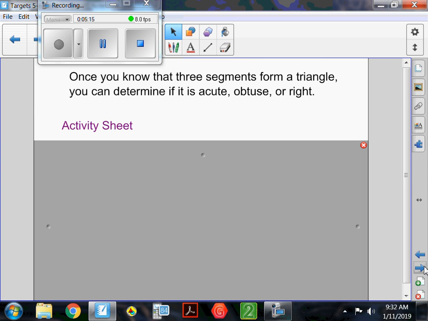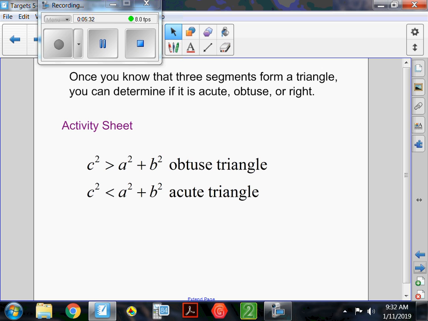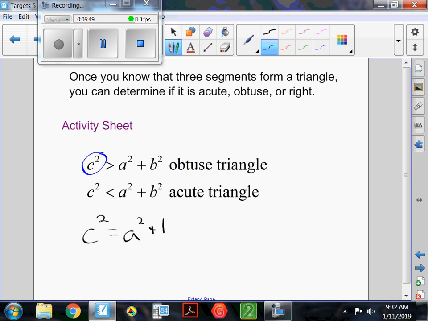The second part of target 5 was this. Once you know that the segments form a triangle, you could determine if the triangle was acute, obtuse, or right. We had students do an activity sheet where they could tell that the triangles were acute or obtuse based on the angle measures and the diagrams themselves, and they discovered this relationship: when c squared is larger than a squared plus b squared, the triangle was an obtuse triangle. If c squared was less than a squared plus b squared, it was an acute triangle. And if c squared was equal to a squared plus b squared, then we knew it was a right triangle because of the Pythagorean theorem converse.